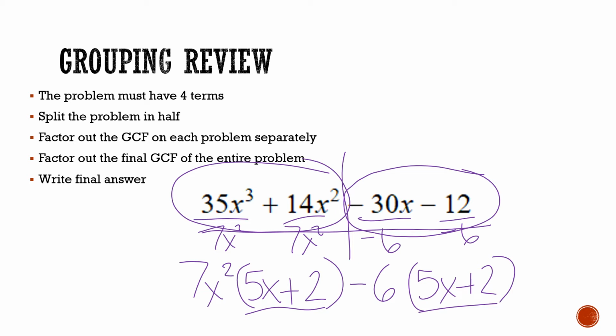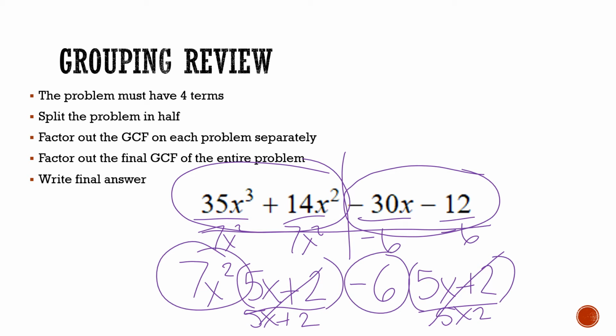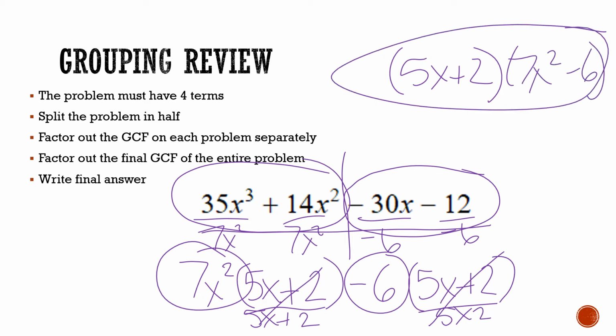Okay, well now that they match, this whole problem still has a GCF, and it's that 5x plus 2. So I'm going to factor that out. Okay, so if I factor that out, let's see, if I divide by 5x plus 2 on both of them, those cancel, and I'm left with 7x squared minus 6. So I factored out that 5x plus 2, so that's part of my answer. And then the other part is once I factor that out and divide, I get that 7x squared minus 6 left. So there is my final answer for that grouping problem.